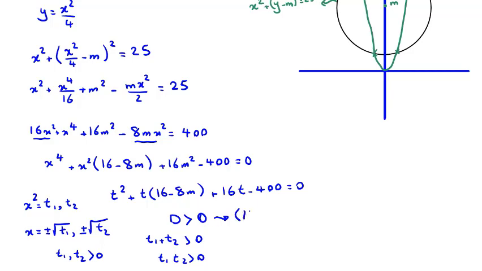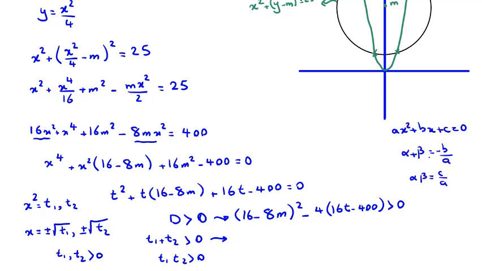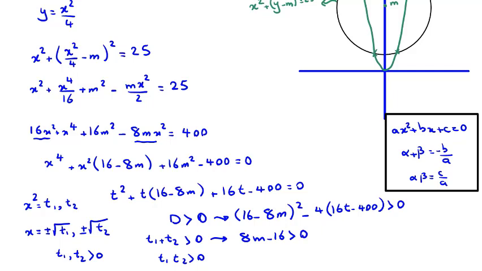So the discriminant is b squared minus 4ac, which should be greater than 0. t1 plus t2, the sum, will be what? Negative b over a. Alpha plus beta is negative b over a. You should memorize these. These rules are useful in many exams. So t1 plus t2 is negative b over a. Negative b here is what? Negative of that: 8m minus 16 over a. a is 1, and it should be positive.